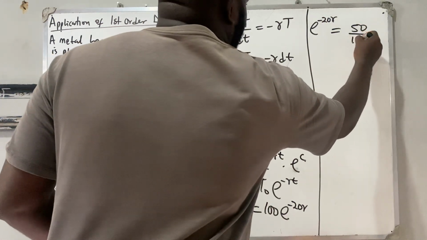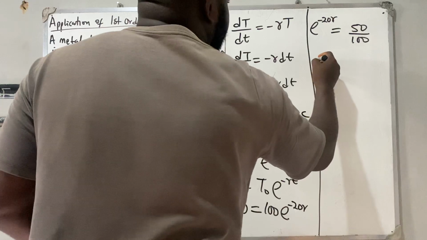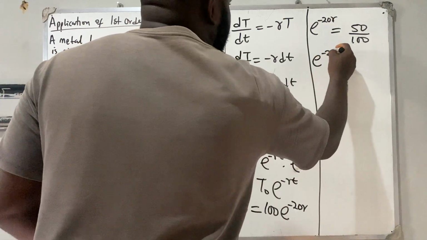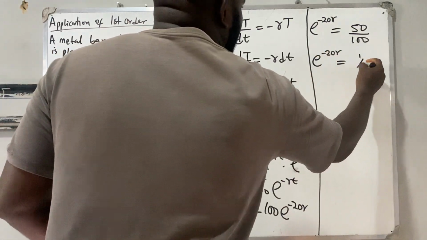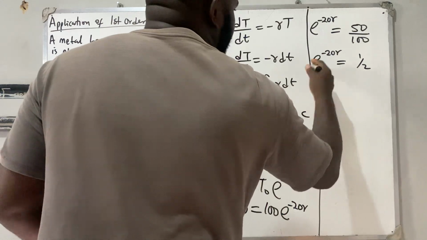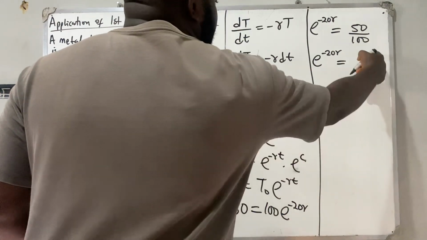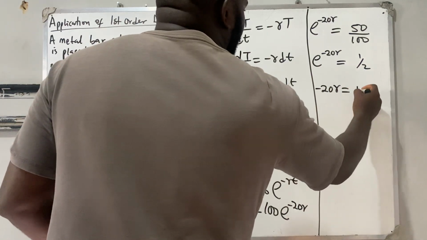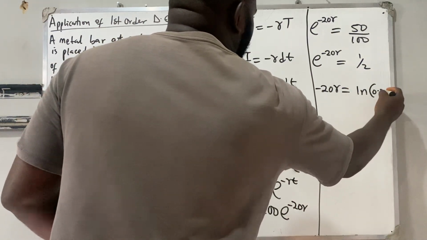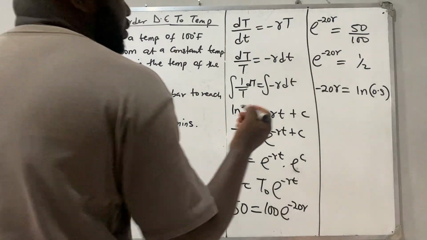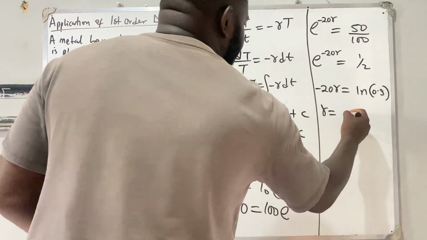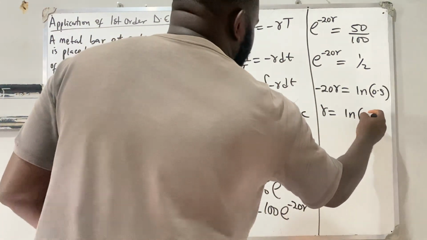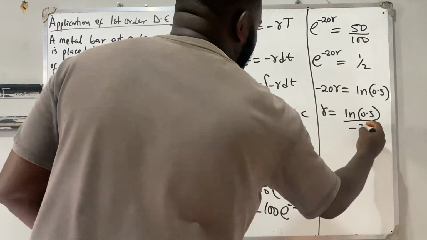So having this, you see that exponential minus 20 R will now be equal to what? 50 divided by 100. So I'm having that exponential minus 20 R becomes 1 over 2. So therefore, take the ln of both sides, because exponential moving to the other side becomes ln. So minus 20 R will now be equal to ln 0.5, because half means 0.5. So therefore, my R will now be ln 0.5 divided by minus 20.